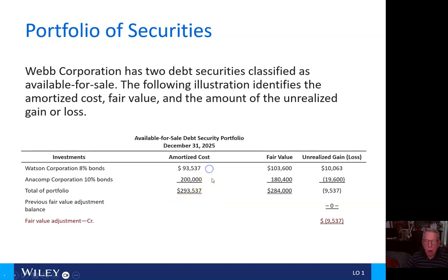The amortized costs total $293. The fair value a little less than that at $284,000. So the unrealized loss is $9,537. So we're going to make a fair value judgment, which is a credit here of $9,537.